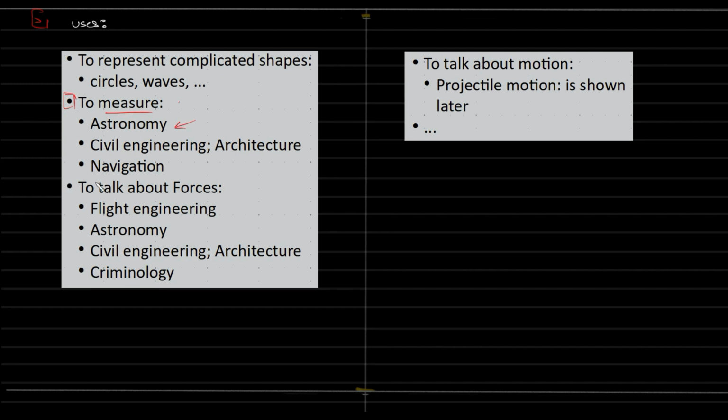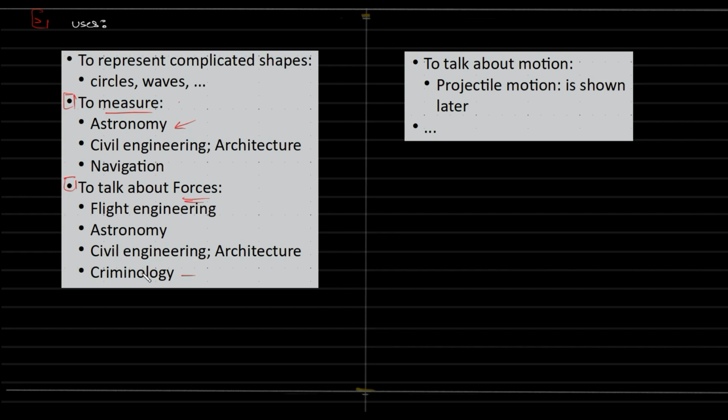It helps in talking about forces. So when we talk about force, pretty much everywhere force is applied. Something like flight engineering, astronomy, civil engineering, architecture, criminology. Criminology is wherein you analyze the crime scene and all of that. So in all of these places, you can use trigonometry.